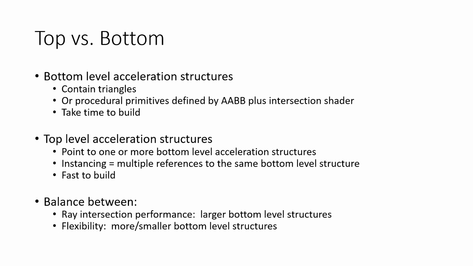And so there's a balance to be figured out here when you're deciding how to structure the geometry for a scene. If you want to optimize for raw ray intersection performance, you should prefer fewer, larger bottom-level structures, which will allow the implementation to create very efficient BVHs. If you want more flexibility, you should probably lean towards a larger number of smaller bottom-level structures, and then more references from the top-level structure, because then you can just move those around and change the top-level structure.